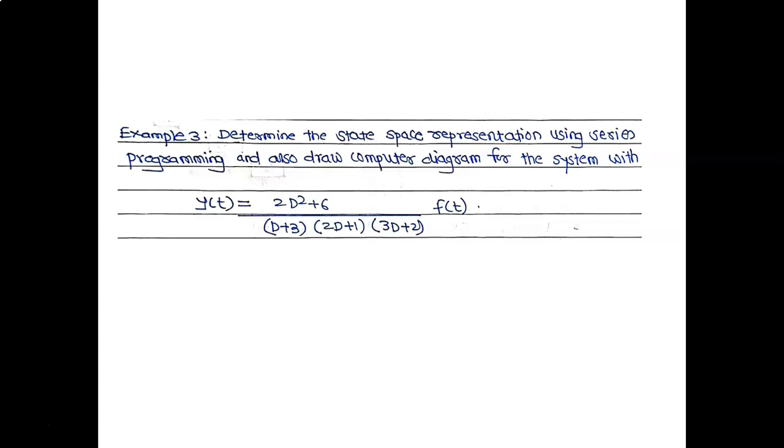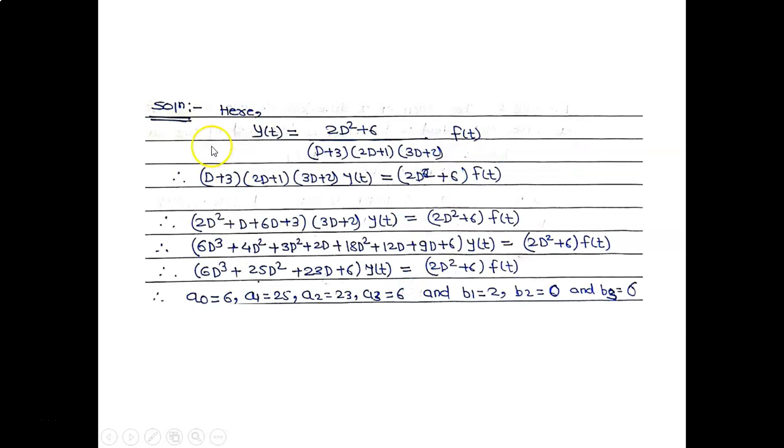Now example 3. Determine the state space representation using series programming and draw the computer diagram for the system with y of t is equal to (2D square plus 6) into f of t divided by (D plus 1) into (2D plus 1) into (3D plus 2). Therefore, solution: here y of t is equal to (2D square plus 6) into f of t divided by (D plus 1) into (2D plus 1) into (3D plus 2).